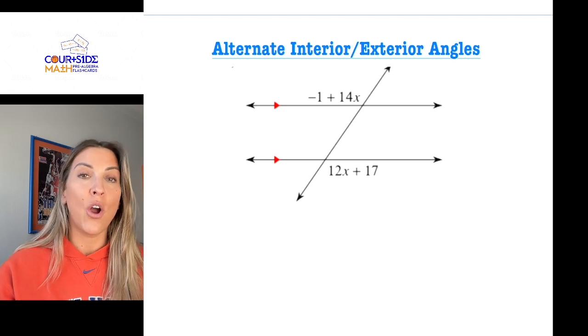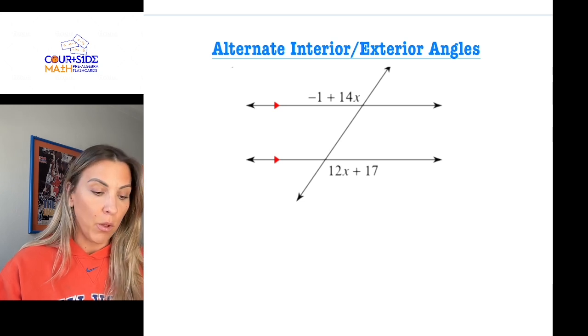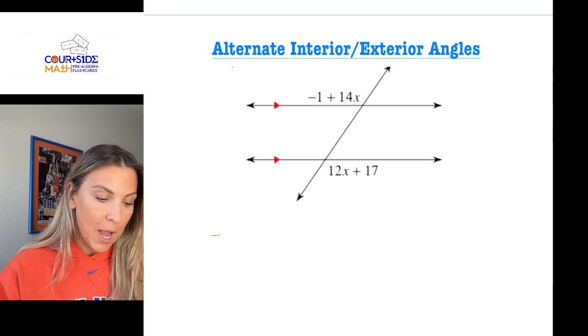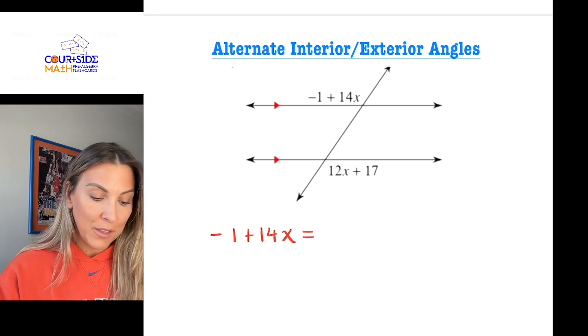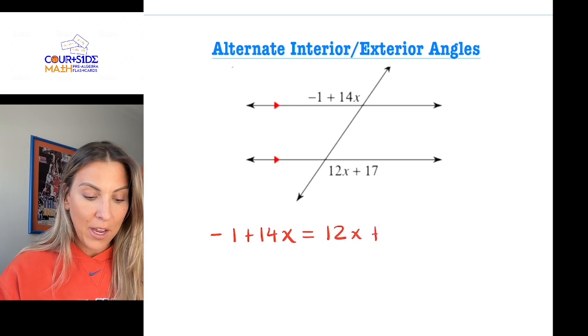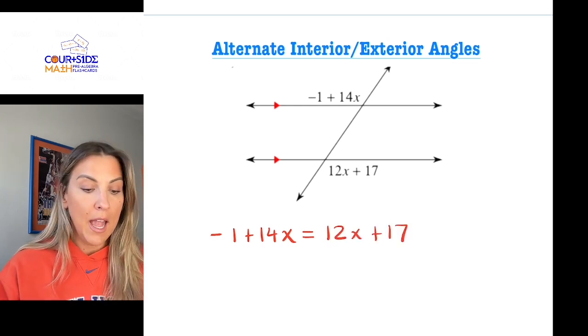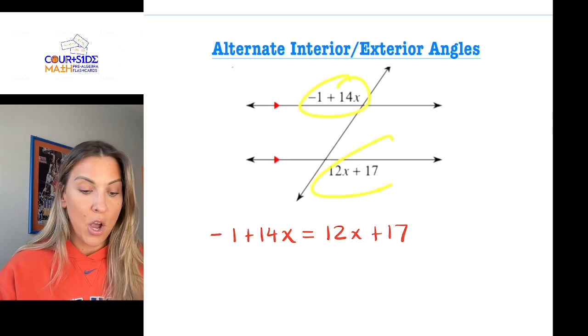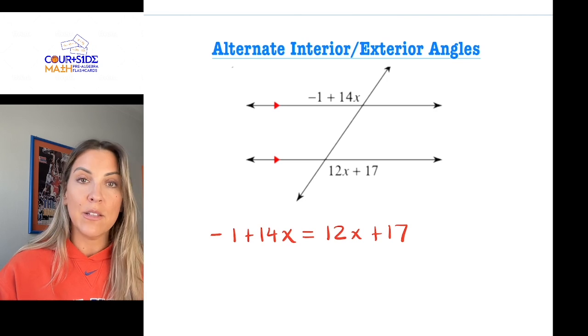Their measurements are equal. And so all we have to do to set up our equation is set those two expressions equal. So I know that the angle up top in the top left, 12x minus 1 plus 14x, the measure of that angle is equivalent to the measure of the angle in the bottom right. So that allows me to just write an equation showing me that those two expressions are actually equal to each other, okay?